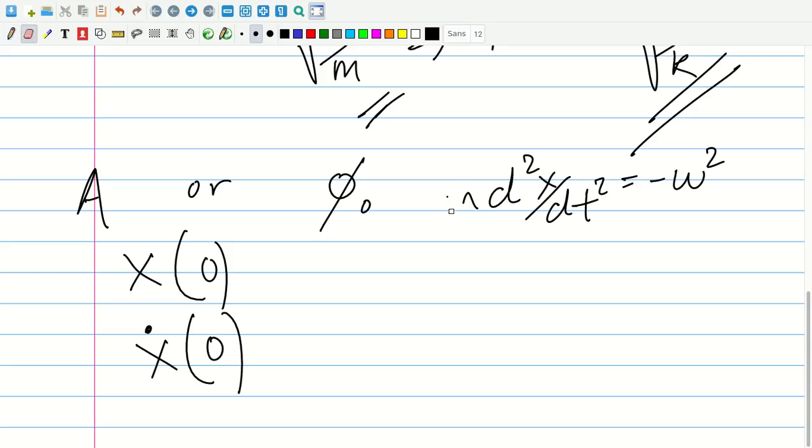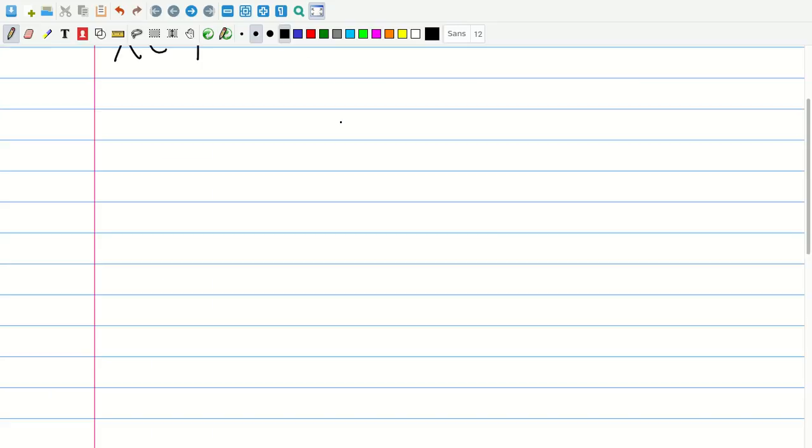So you need both these conditions. We call it x0, and we call this v0, the initial speed, because the first time derivative is speed. Now, with that being said, we've got to figure out what these are. So again, x of 0 equals x0, and v of 0, or x dot of 0, equals v0. So we need to figure out what those are.